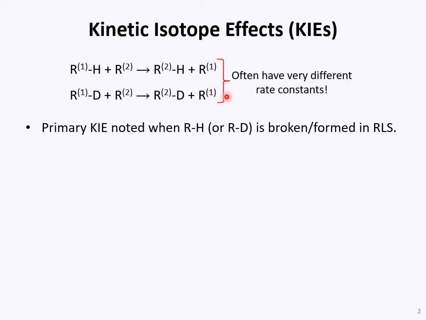Now, a bit of terminology here in terms of kinetic isotope effects. There are several different types, so primary, secondary, etc. The key point is in this lecture course we're going to mostly be talking about primary kinetic isotope effects, and these are noted when RH or indeed RD is broken or formed in the rate limiting step. So in this case, for these two reactions, you can clearly see that this bond is being broken in the rate limiting step, and this bond is being formed here.